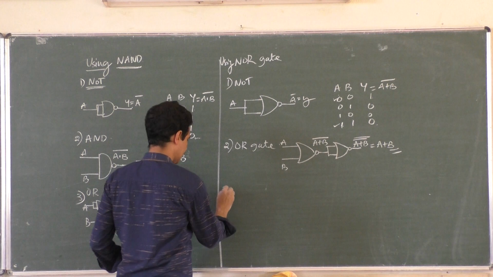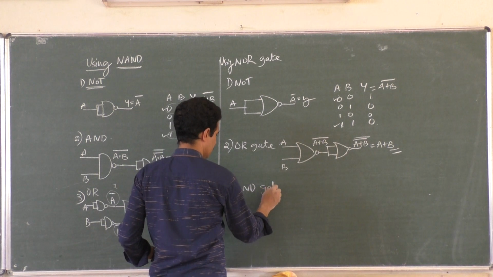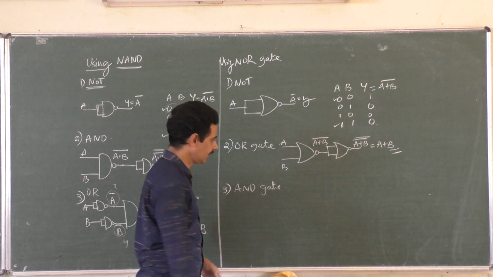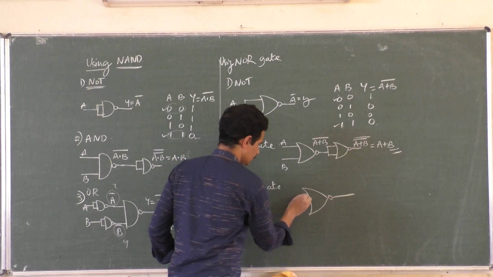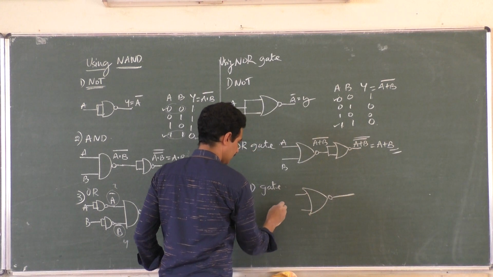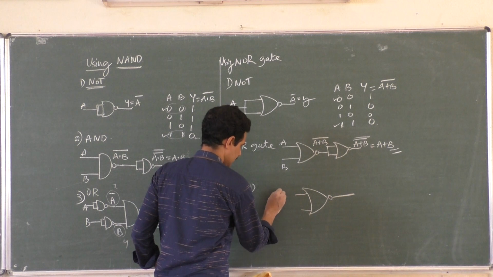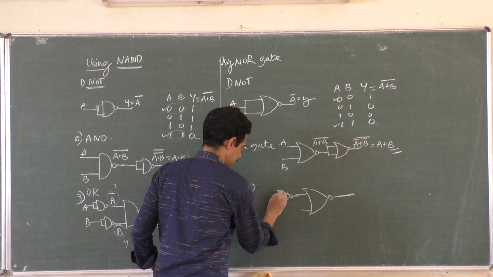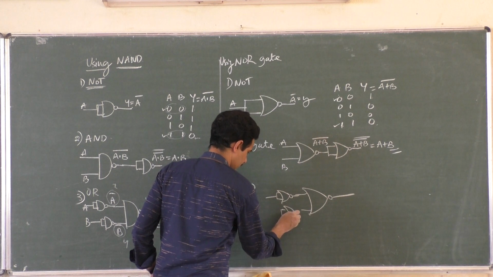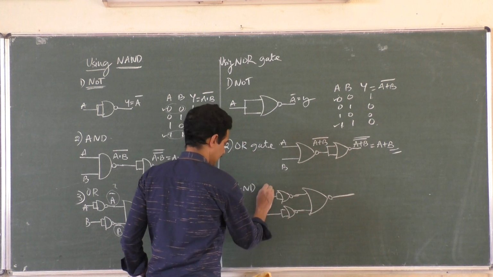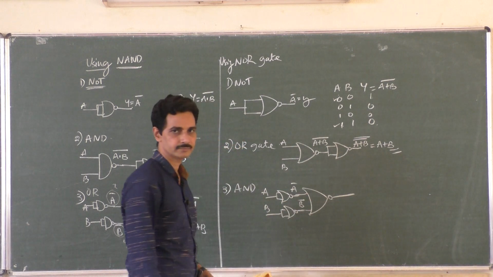What about AND gate? Same principle. AND gate using NOR gate. Take a NOR gate and connect two NOT gates here, but those two NOT gates should be made up of NOR gate only. So one NOR gate here, tie the inputs, another NOR gate here, tie the inputs. These are two NOT gates, giving A bar, B bar.